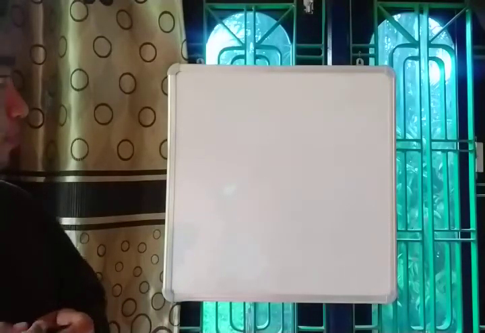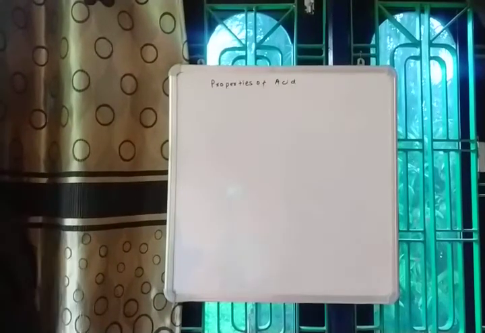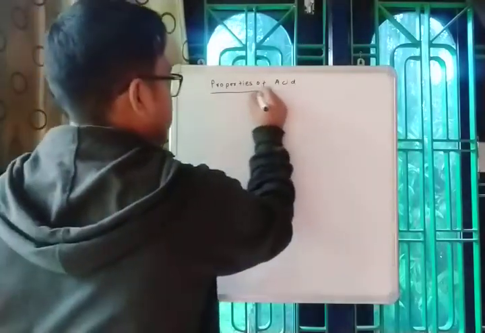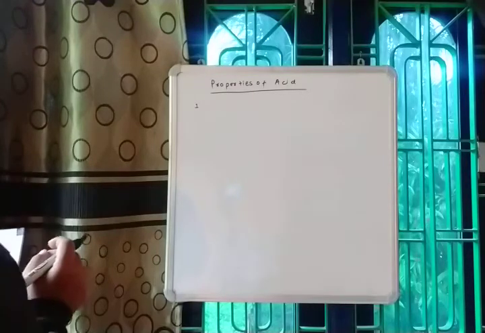We will start our discussion, that is properties of acid. Okay, I will write down properties of acid. You also have to write it down in your copies. So this will be the heading, properties of acid. The first property that we learned in the last class was that acids are those substances which have a particular kind of taste. And what was that taste? That is sour taste.